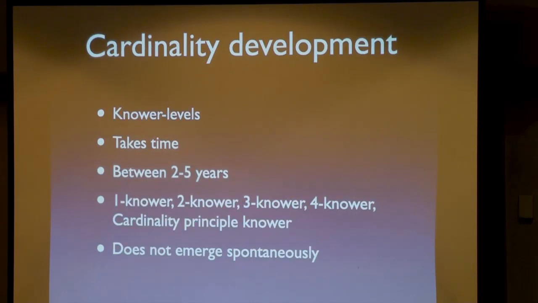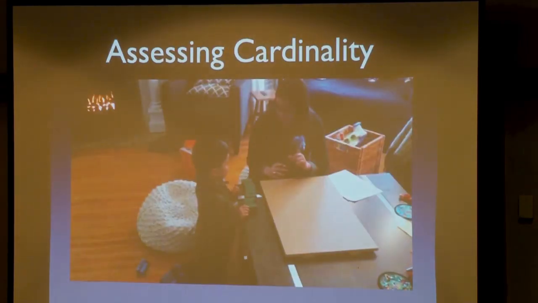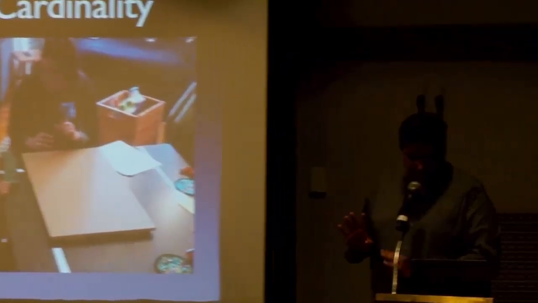Okay, so hopefully what you could take away from this is that at this point in his development, Leo understood the meaning of 1 and 2, but above that, nothing, right? If he was asked for 3, he would perseverate at giving 2. And this is something that you will very commonly see with young children, that it takes them a lot of time to grasp the meaning of count words. And children essentially go through different knower levels. This has been documented in research. Between the ages of 2 and 5, they start out being 1 knowers, then they go on to being 2 knowers, 3 knowers, 4 knowers, and eventually they become what is referred to as cardinality principle knowers.